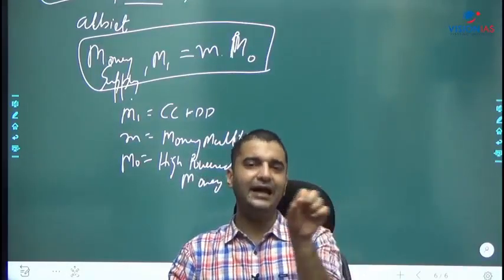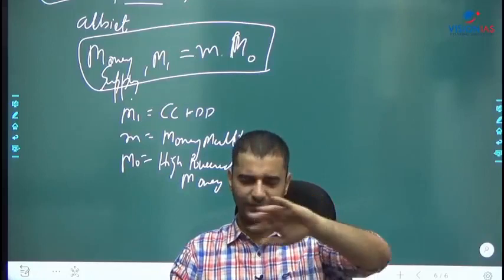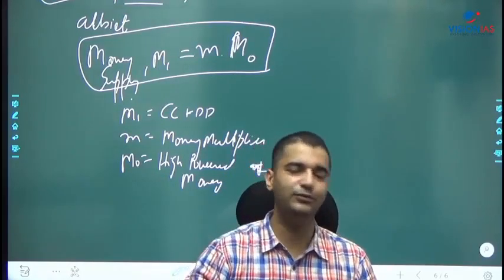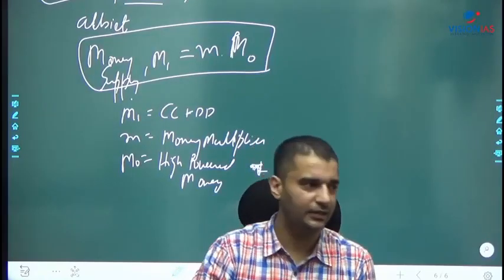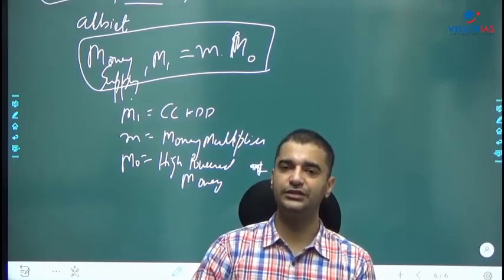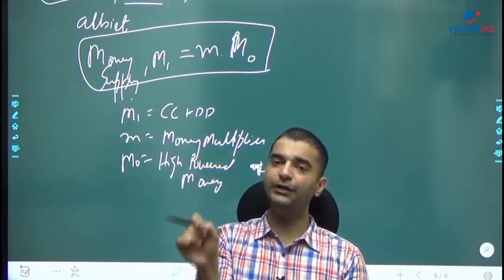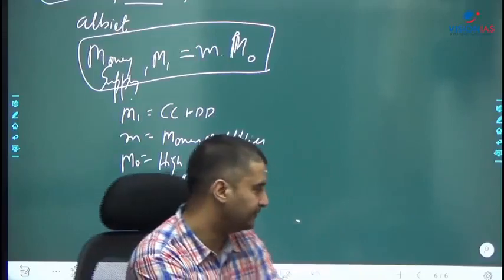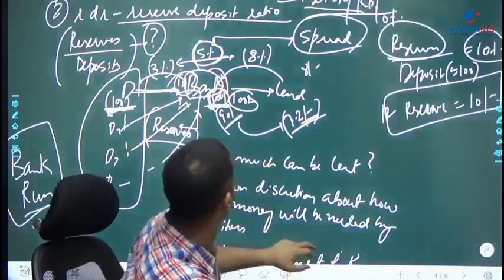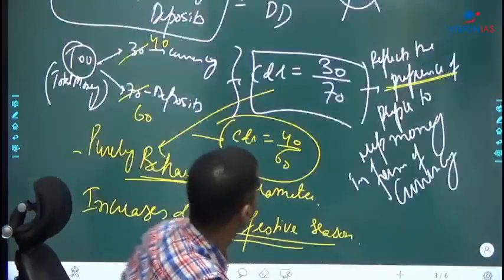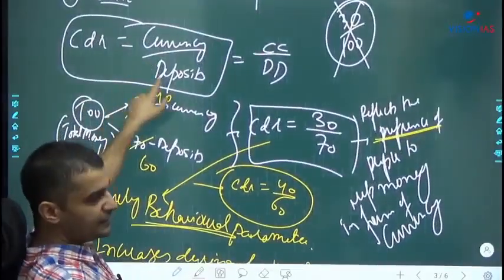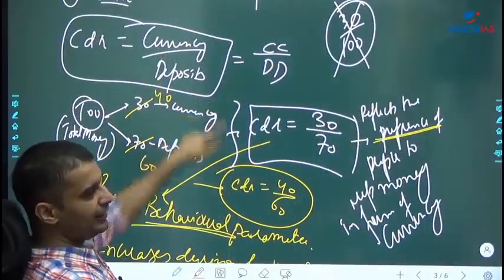Give next subheading bank run. Give next subheading currency deposit ratio, CDR. Write down: currency deposit ratio is equal to currency upon deposits, CC upon DD. We have seen this already. Currency deposit ratio is equal to currency upon deposits, which is CC upon DD.